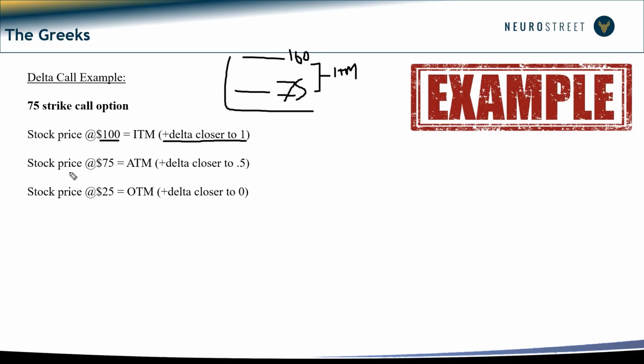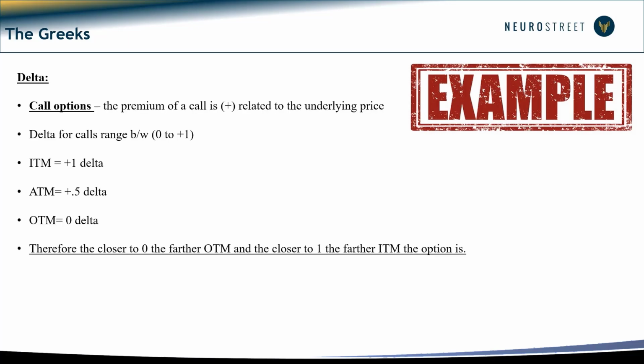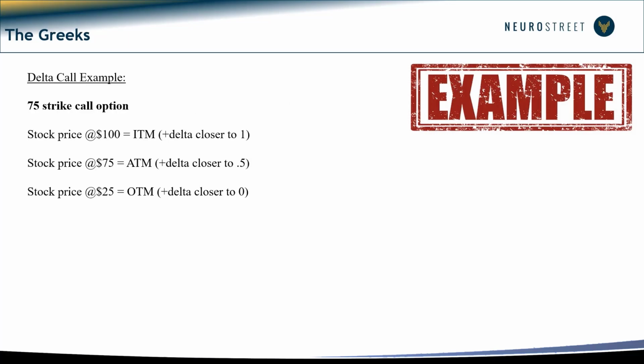If the strike price is 75 and the stock price is at 75, you're going to have a delta closer to 0.5. And if you're out of the money and your stock price is down here, you're going to have a delta closer to 0. So just understand that the delta has a relationship to where your stock price is relative to the strike price. Very important slide. You want to take a screenshot of this one and that one.